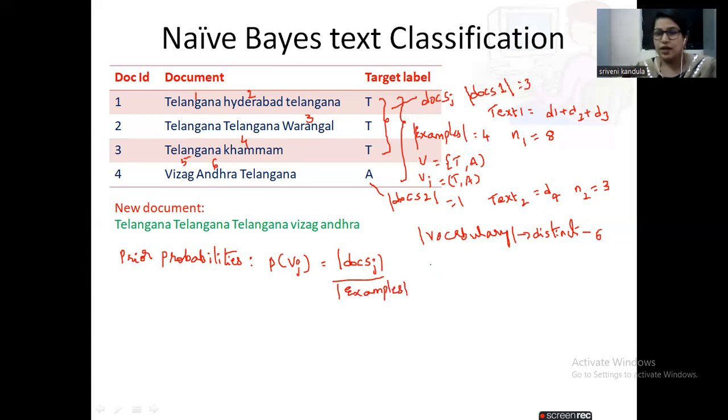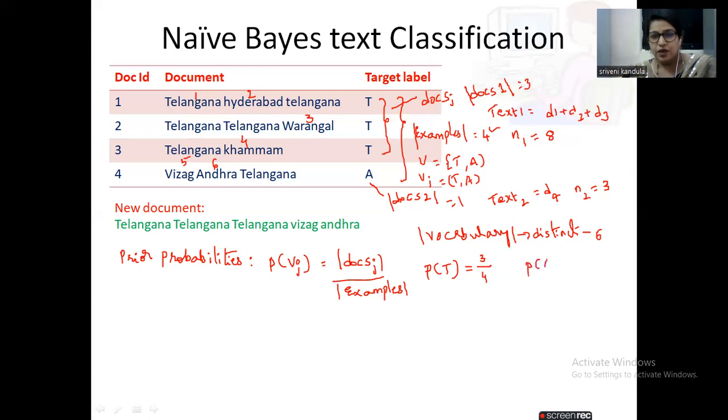So let us calculate P of T, which is associated with label T. What are the docs that we have? It is docs 1. The cardinality of docs 1 is 3. And the cardinality of examples, which we already computed, is 4. So P of T is 3 by 4.